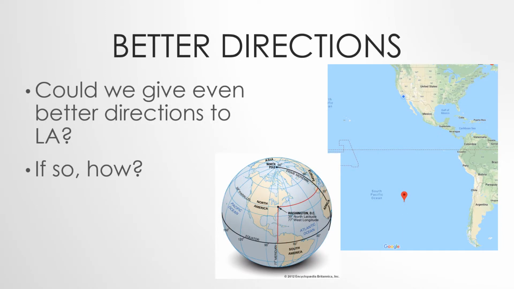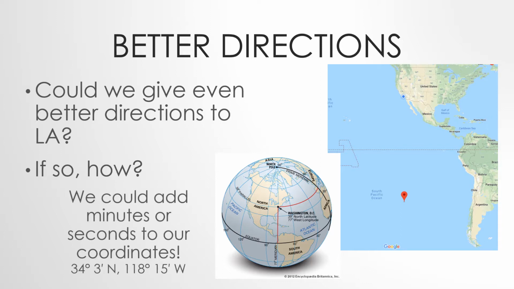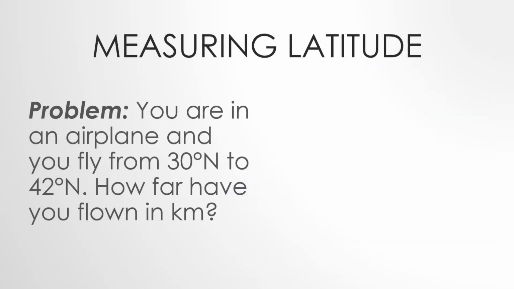Now, could we give even better directions to LA? And if so, how? Well, we could add our seconds and our minutes and things like that, and that would make it even more precise. So you just have to keep adding more little details to get actual precision of where you want to be. So let's talk about a problem here. You're in an airplane, and the airplane flies from 30 degrees north to 42 degrees north. How far have you flown in kilometers?